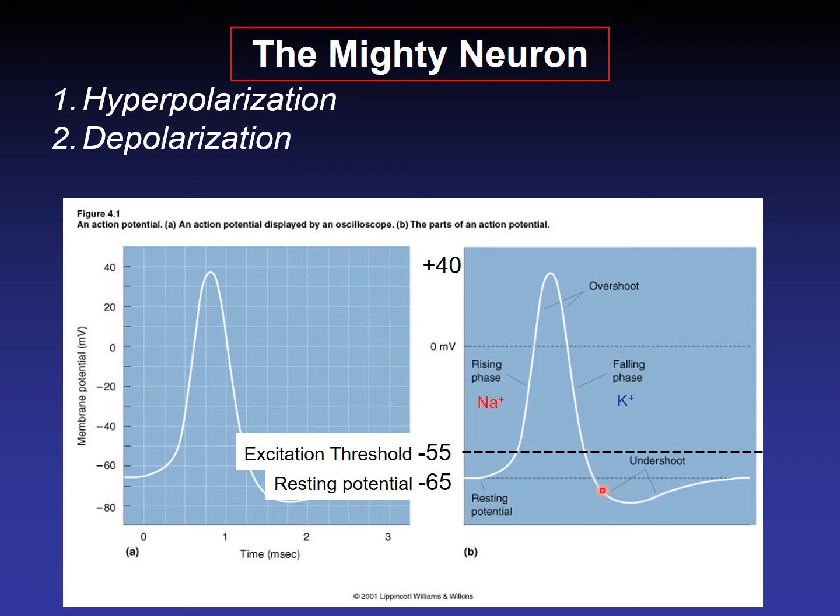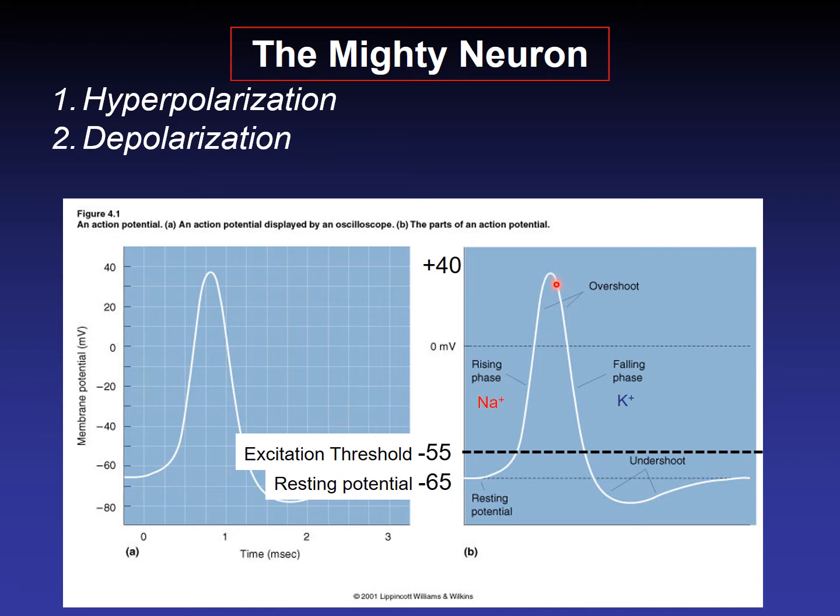It will actually go below negative 65 millivolts, but then come back to rest at that resting potential of negative 65 millivolts. That is the action potential. Starting at rest, we depolarize the neuron to excitation threshold. That causes the opening of sodium channels. Sodium rushes into the cell, giving us the rising phase of the action potential. We cap out at close to positive 40 millivolts by closing the sodium channels and then opening the potassium channels.